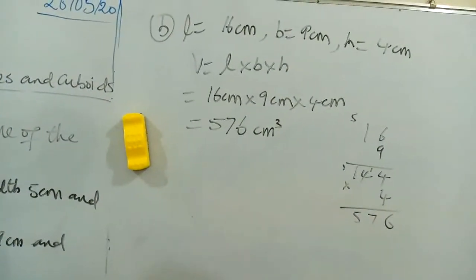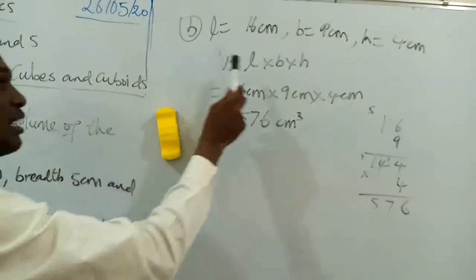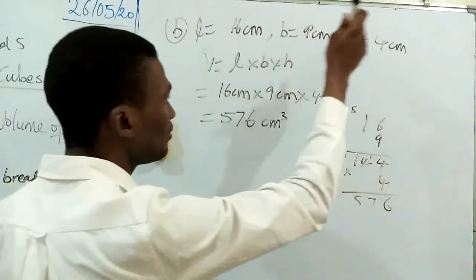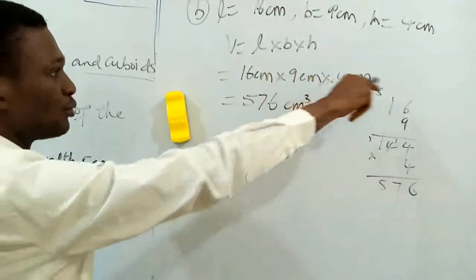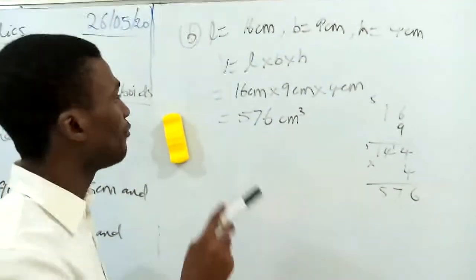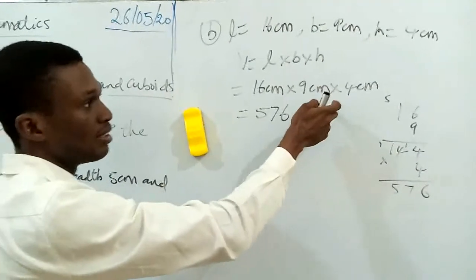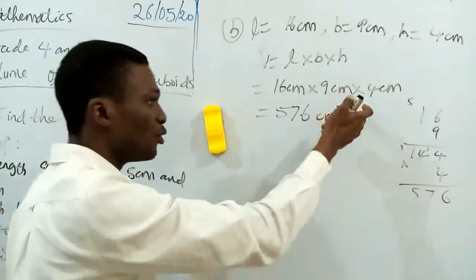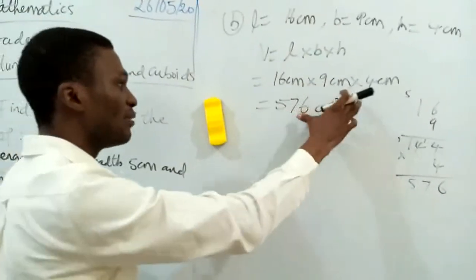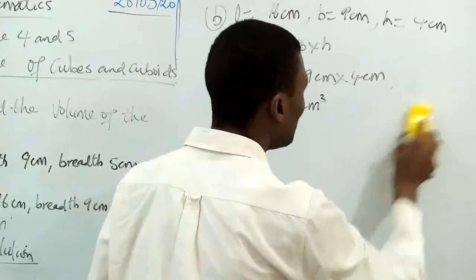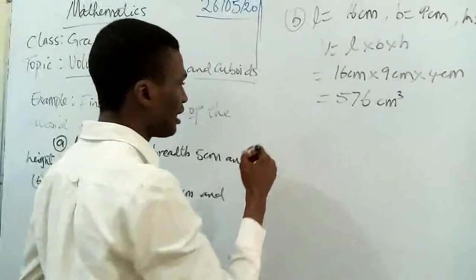576 centimeter cube. All we do is apply a formula: length times breadth times height. 16 times 9 times 4. We multiply through and we get 576 centimeter cube. Remember, for volume we add cube to it depending on our size. If our size is in cm, it should be cm cube. If it's in millimeters, it should be millimeters cube. If it's in meters, it should be meters cube, depending on the unit of our side.